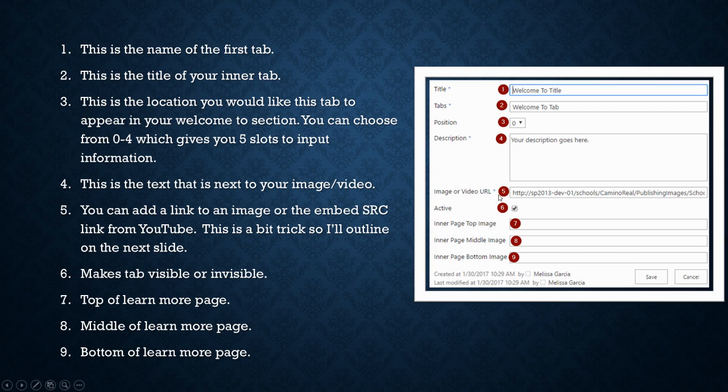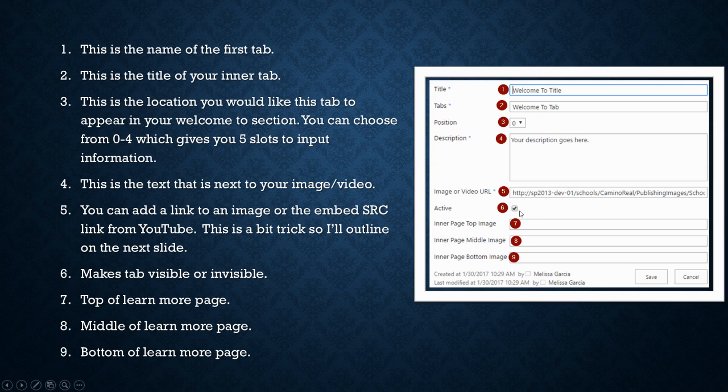Something that is different and is a little tricky, is what I was talking about earlier with trickiness, is this section or this label right here, number 5, image or video URL. So the tricky thing is not with images, it's primarily with video URLs. So you can add a link to an image or the embed SRC link from YouTube. So this is a little bit tricky if you're not really familiar with what I'm talking about. So on the next slide, I'm going to go through it in a little bit more detail. So just keep that in mind that this is the section that I'm going to be talking about.